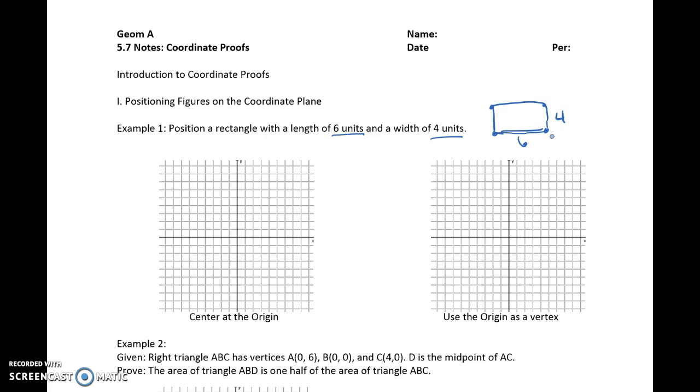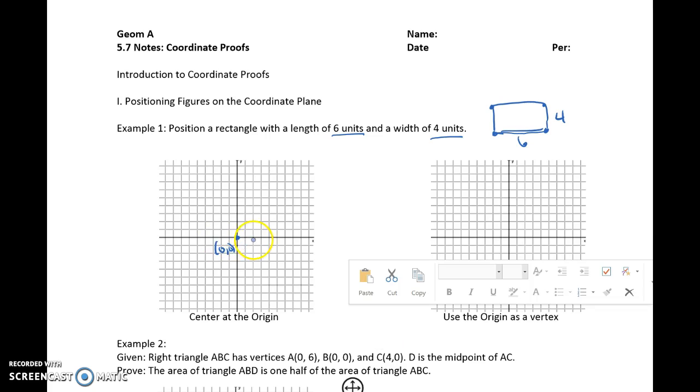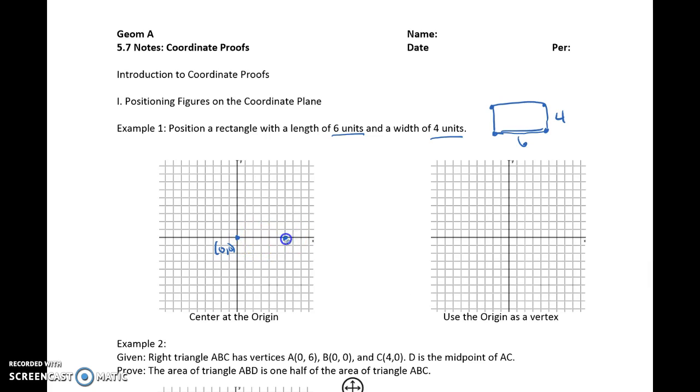And we can either put a corner at 0, 0, for example, and then count out your units. So here's my first vertex, then I'm going to go 6 on the X, then I'm going to go up 4 on the Y, and then just find that last spot, which will be 6, 4, and there's my rectangle that has a length of 6 and a width of 4.